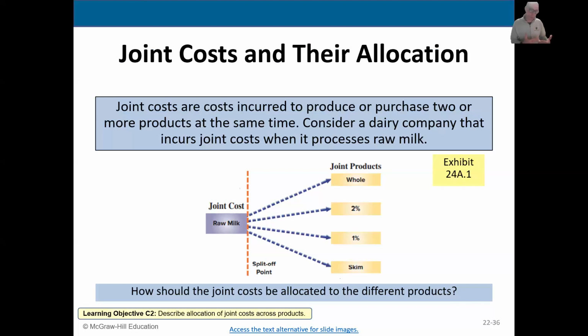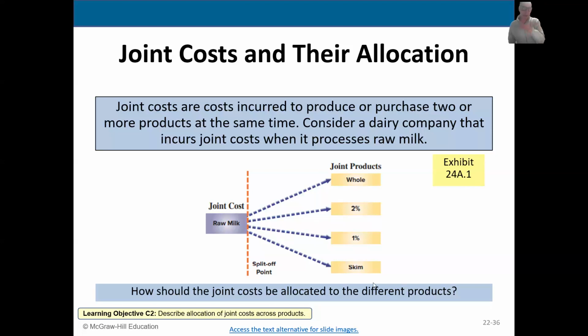It goes through the process, right? Process it further, process it further, process it further to get the different percentages, right, for the milk. We do the same thing with oil, right? Same process. Crude oil, process it further to gasoline, process it further to kerosene, process it further to other fuels.